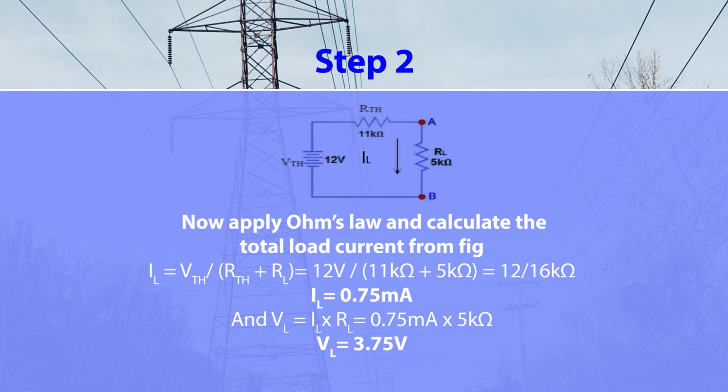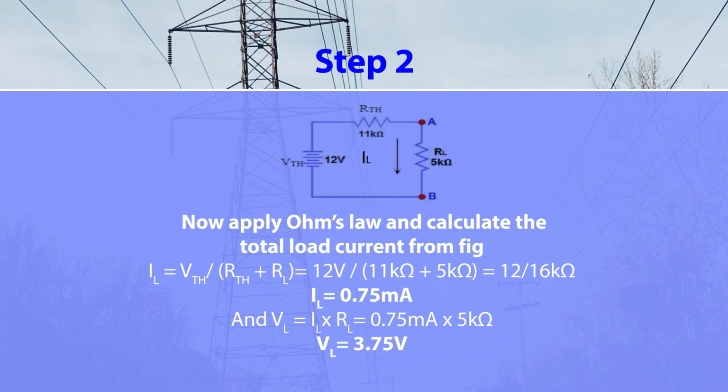Now you apply Ohm's law and calculate the total load current. So this IL can be calculated as VTH upon RTH plus RL, because the two resistors are connected in series, so simply you have to add RTH and RL. And what is the Thevenin voltage? 12 volt divided by RTH, which is 11 kilo ohm, and RL, which is 5 kilo ohm. So it is 12 volt divided by 16 kilo ohm. So this value of load current comes 0.75 milliampere. So you have calculated the load current.